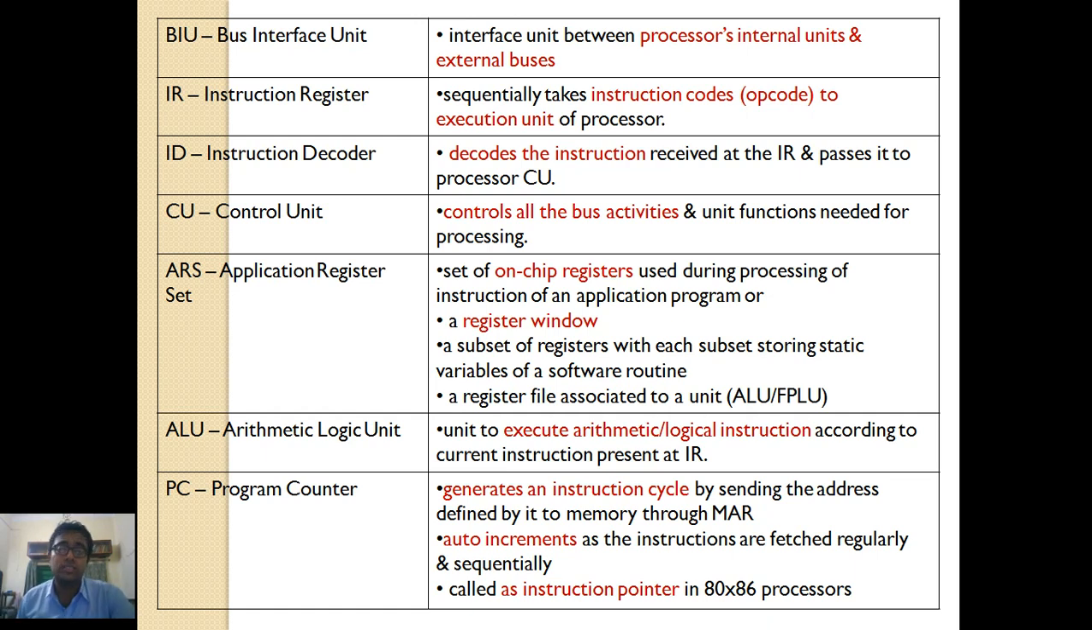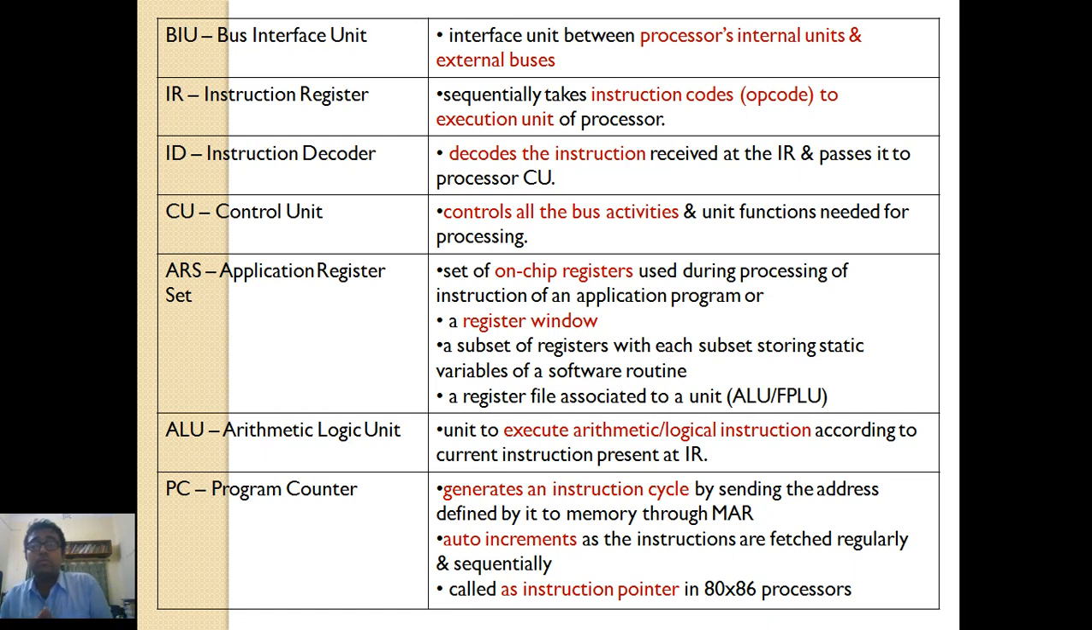Next is the instruction register. This is an important part. The instruction register sequentially takes instruction codes or opcode, machine code, to the execution unit of a processor. What does a register do? A register holds data. That's the basic function. Now the instruction register sequentially takes instruction codes to the execution unit of the processor.